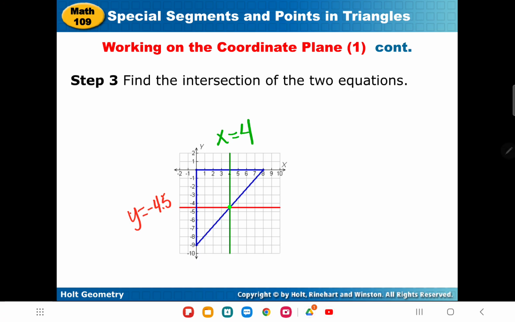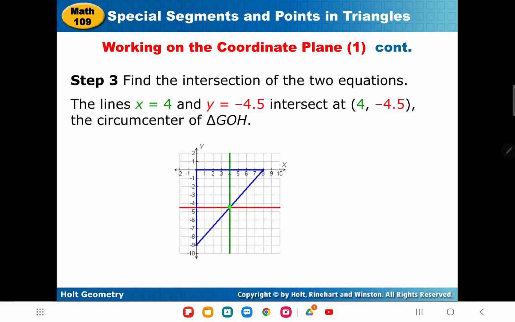I'll do that in navy, and it is going to land right here at 4, -4.5. And while this had a slope of +9/8, this is going to be my perpendicular slope. There it is, and you can see it intersects at the same point. So they intersect at the point 4, -4.5. That is the circumcenter of GOH.